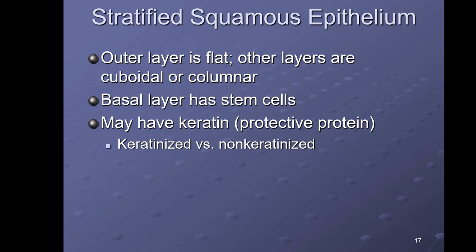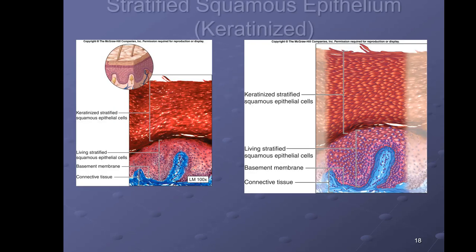It may or may not have a protein called keratin. That's going to give us two subtypes of this. We can have keratinized stratified squamous or non-keratinized stratified squamous. Keratin is just a protein that helps protect the tissue. So we're going to start with keratinized. So this is what your skin is. So it's keratinized stratified squamous.